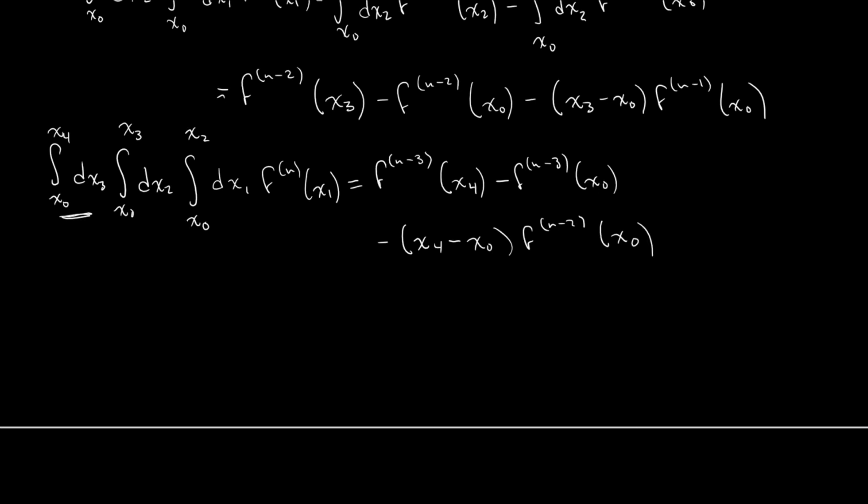And this last term, the only piece that depends on x3, which is what we're integrating over in the last integral, is this first piece here. But this is just a polynomial, so we know that we raise the power by 1 and divide by the new power. And when we do that, we get something like (x4 minus x0) squared over 2 times f^(n-1)(x0).